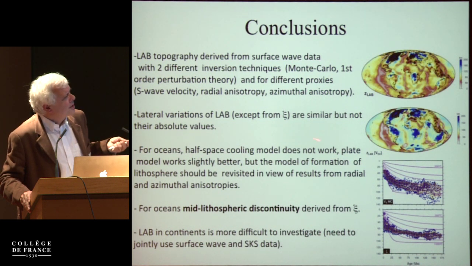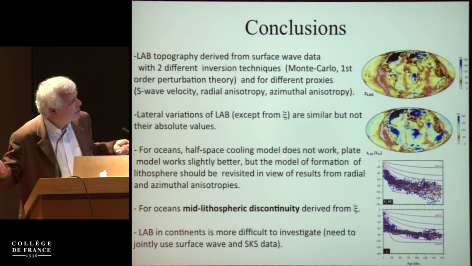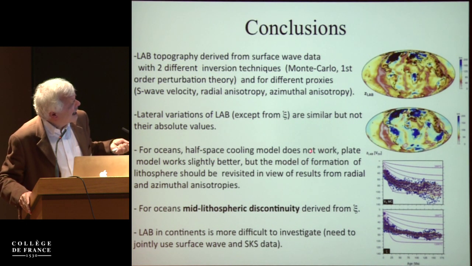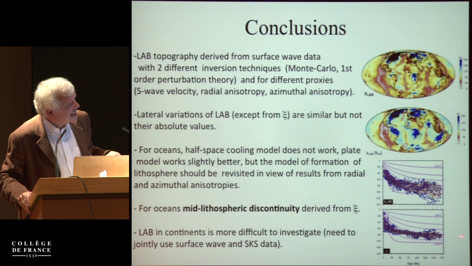So to conclude my talk, what we showed is that, for oceans, the half-space cooling model doesn't work very well, but the plate model of McKenzie works slightly better. It's not perfect. It's slightly better, at least for the Atlantic and Indian Ocean. And we try to propose a tentative explanation for this radial anisotropic proxy, the strong gradient in the middle of the lithosphere, which can be derived from Xi.